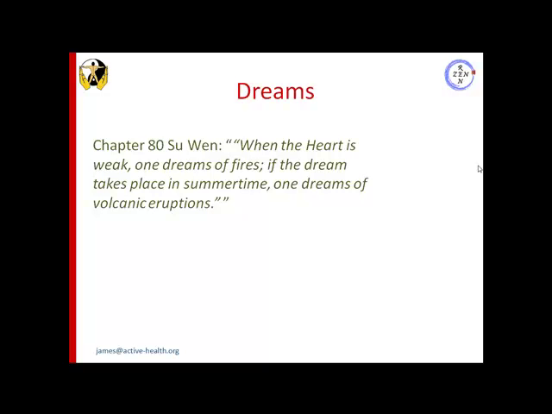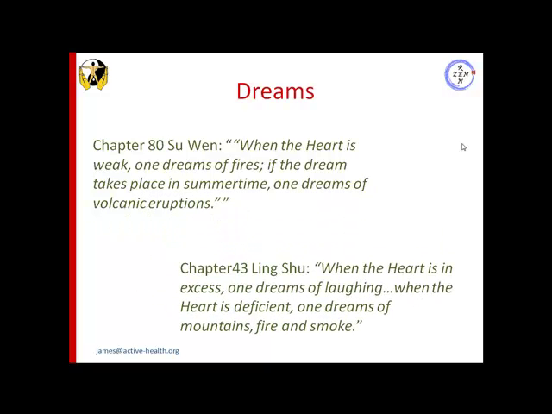All dreams therefore are in a sort of way related to the heart, and as we'll see later on when we look at the relationship between the ethereal soul and the liver, certain dreams however are more directly indicative of heart disharmony. In chapter 8 of the Su Wen, it says that when the heart is weak, one dreams of fires. If the dream takes place in summertime, one dreams of volcanic eruptions. In the Ling Shu in chapter 43, it says when the heart is in excess, one dreams of laughing, and when the heart is deficient, one dreams of mountains, fire and smoke.